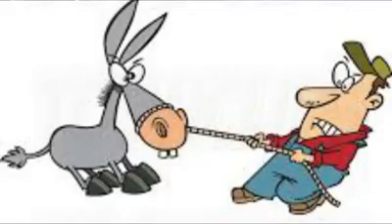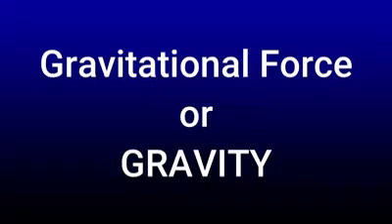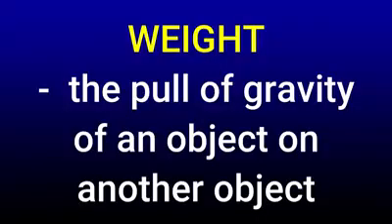Hindi ko mabigat ay lulubog na at hindi ko magaan ay lulutang na. Why? Because ang weight ay wala sa loob ng bagay. Ang weight ay nagmumula sa labas. Ito ay ang pwersa ng paghila ng isang bagay sa isa pang bagay or mas kilala sa tawag na gravitational force or simply called gravity. Basahin natin. Weight, the pull of gravity of an object on another object.